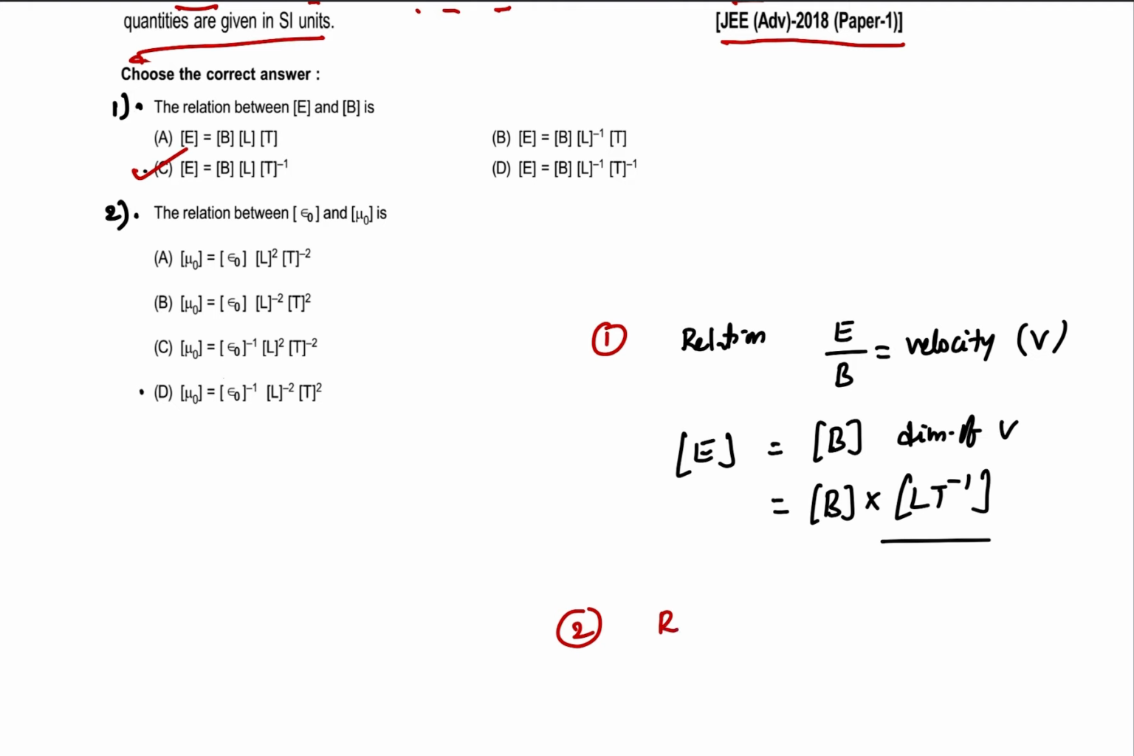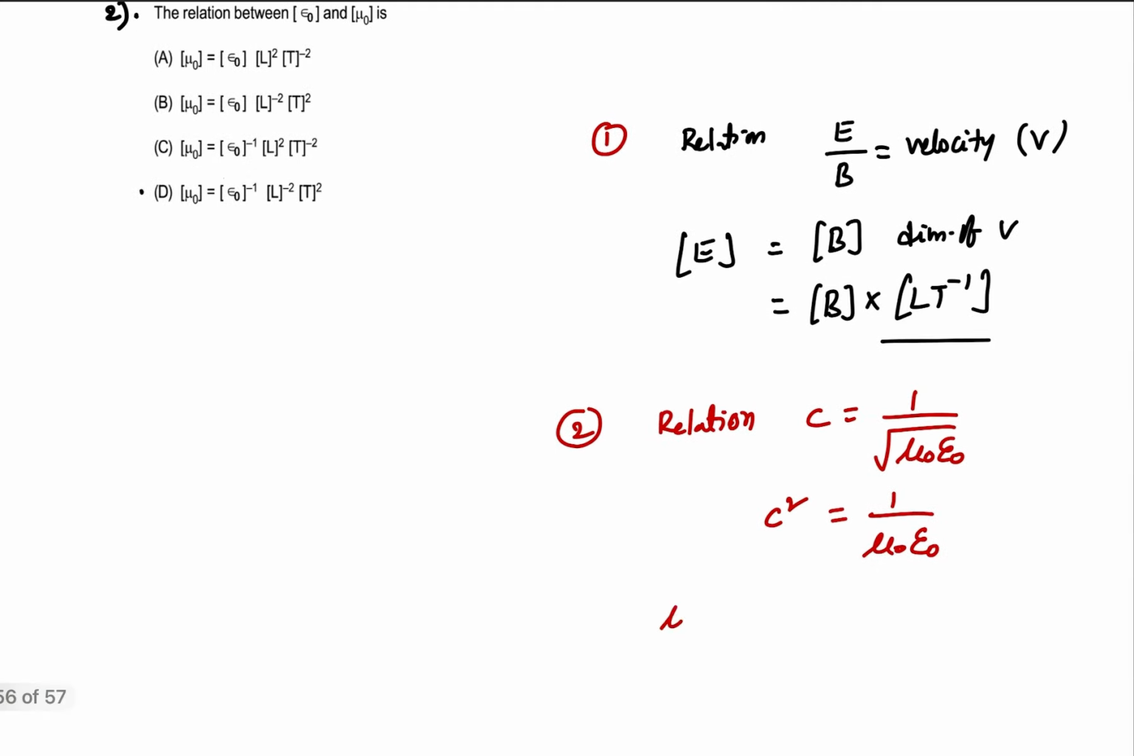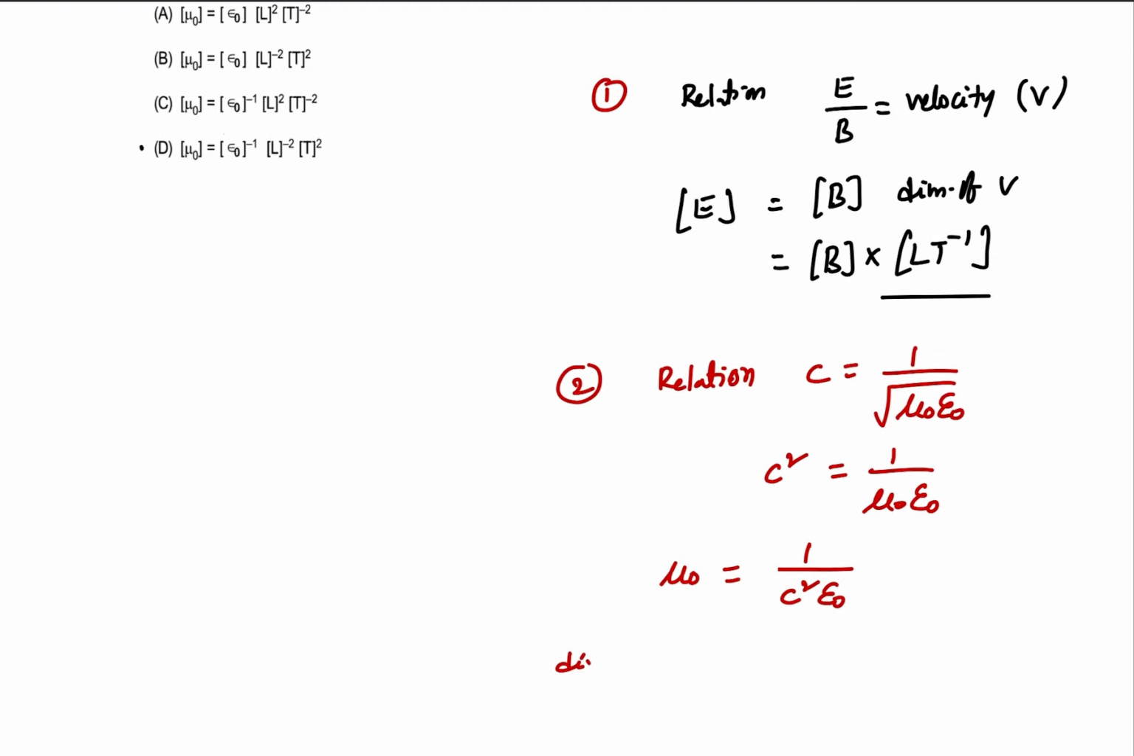Similarly, they are asking what the relation between epsilon naught and mu naught is. Again, in the second question, we have the relation of C in terms of mu naught and epsilon naught. I can write C is equal to 1 by under root of mu naught into epsilon naught. Squaring on both sides, C square is equal to 1 by mu naught into epsilon naught. I want the mu naught value. I can write mu naught is equal to 1 by C square into epsilon naught.